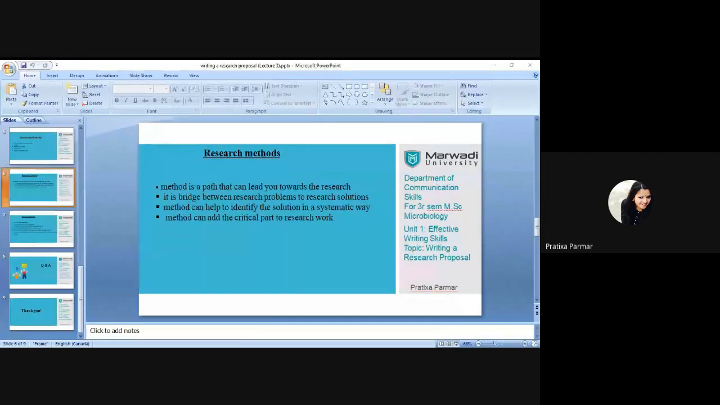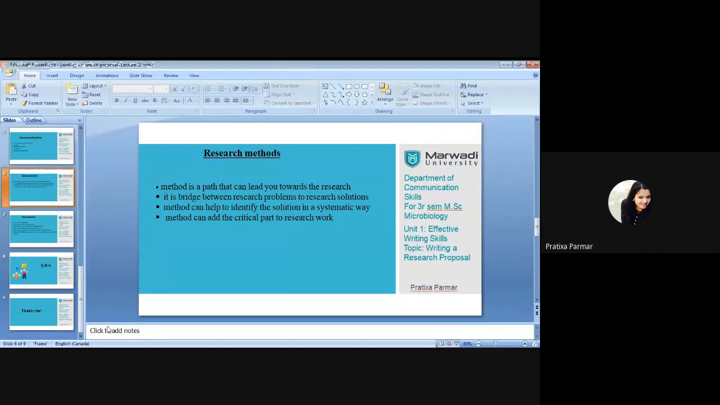So there are types of research method, and to find the solution for the query that I have as a researcher, I will follow a method that is going to help me achieve the target at the end of my research work. That's what we mean by the research method. There are types of research method.